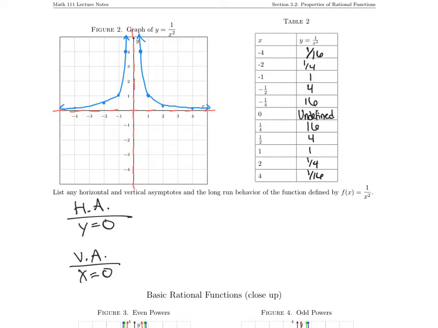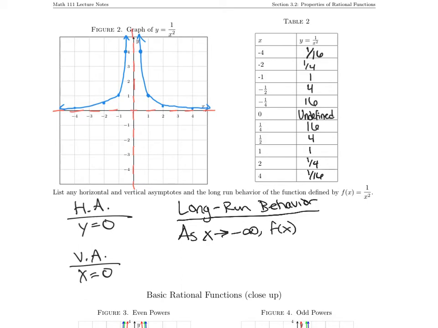And the cool thing is that for the long run behavior, the rules still apply. So whatever we have for our horizontal asymptote, that's where our y values are going to go. So as x goes to negative infinity, f of x goes to 0. And as x goes to positive infinity, f of x still goes to 0. So these are two of the rational functions that we are going to be dealing with.